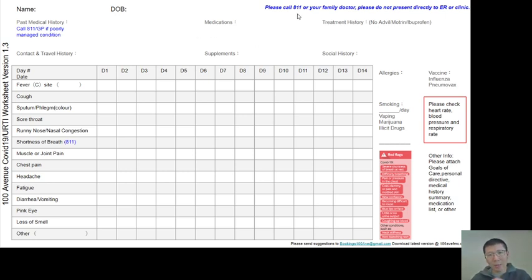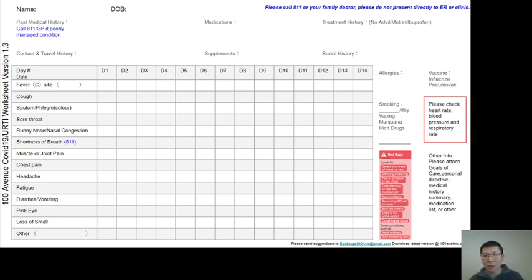The second area that is very important is medications. We want you to list every medication, how much you take, and how often you take it. Please prepare this ahead of time, because I encounter this so many times.